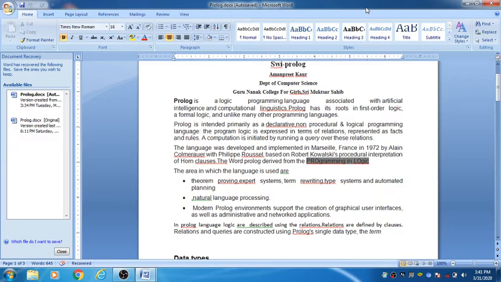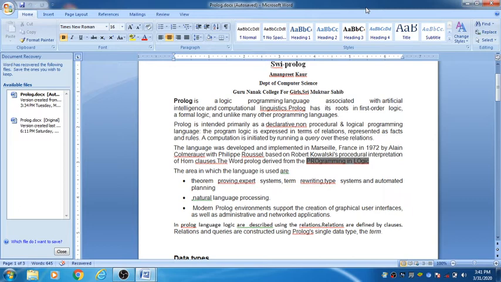So why Prolog? What is Prolog? It is basically a logic programming language. By the term logic programming language, I mean that it is associated with propositional logic or first order predicate logic that gives the resultant value in the form of true and false. It is basically used in artificial intelligence and computational linguistics.